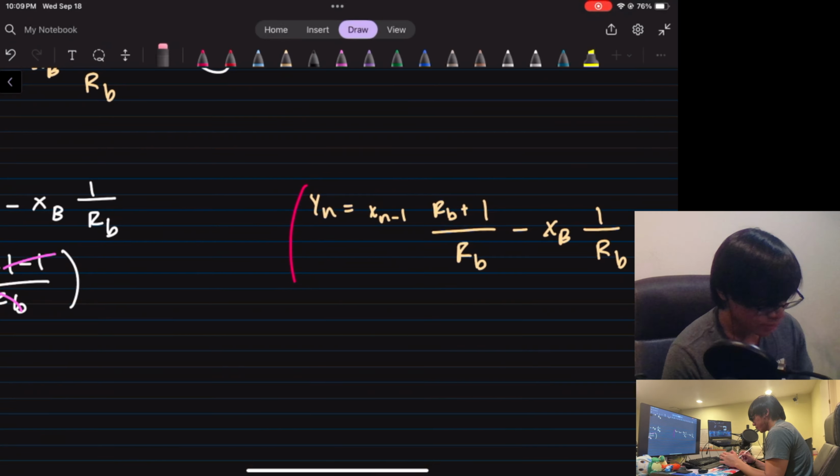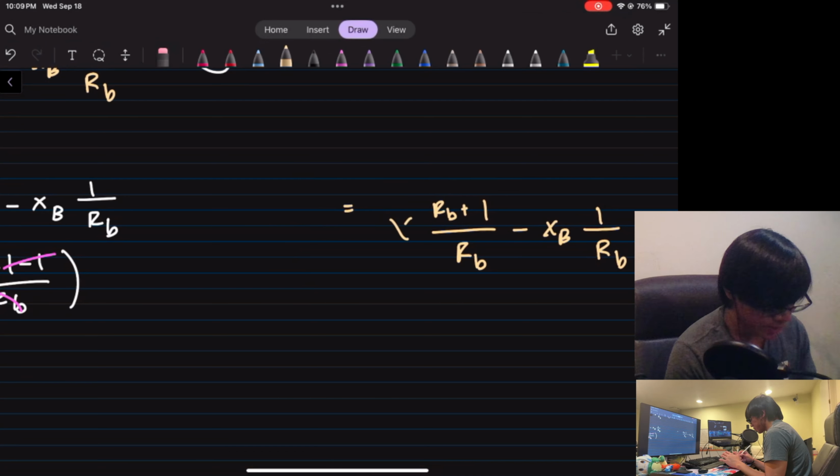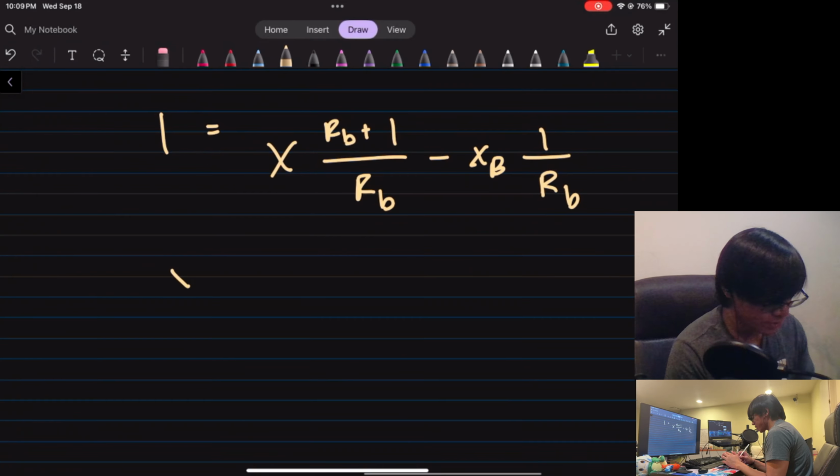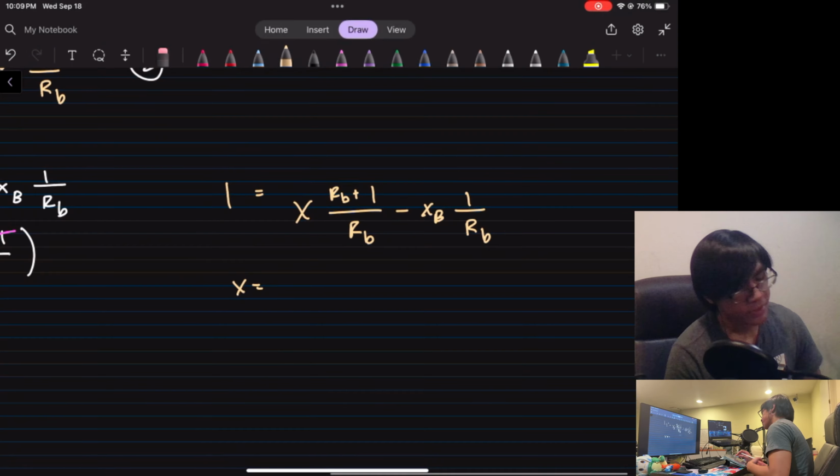So again, taking out the notation, y was equal to 1. Now we'll just solve for x. I just copied the same thing.